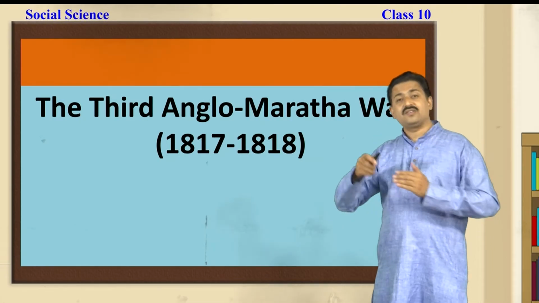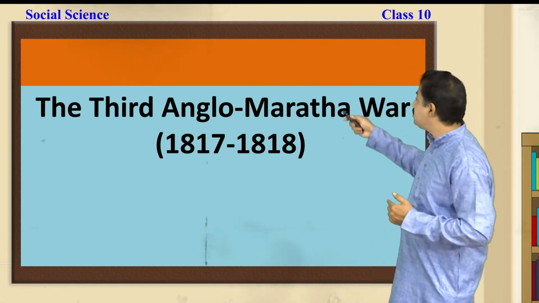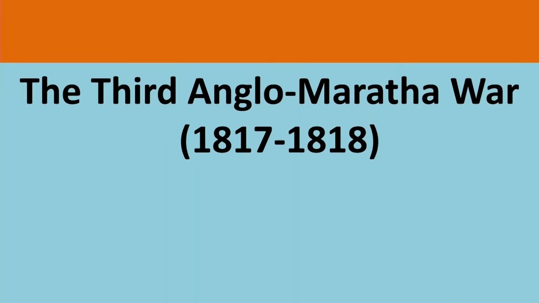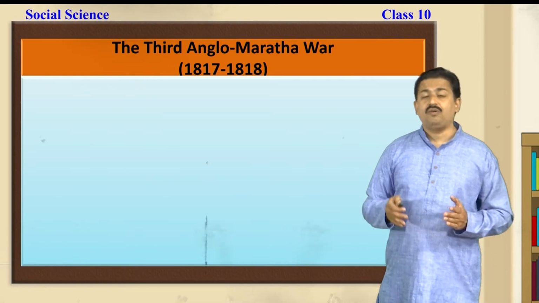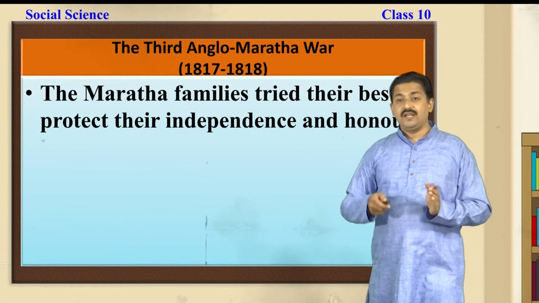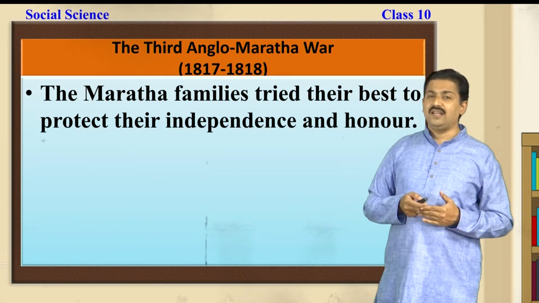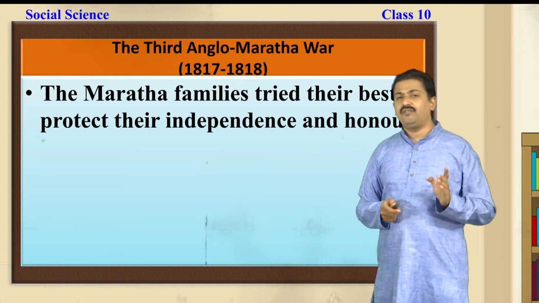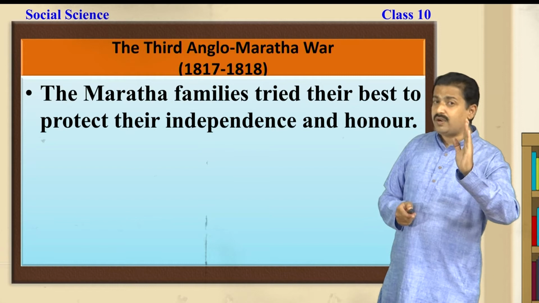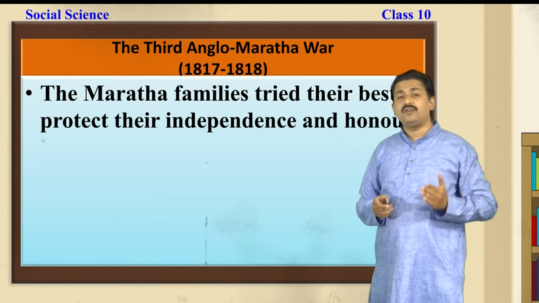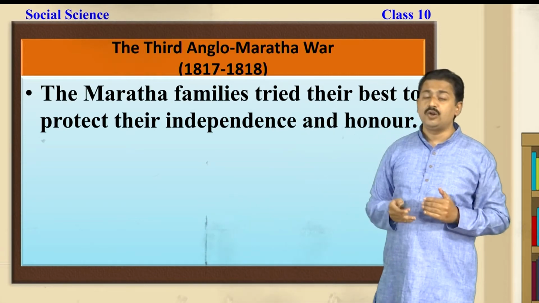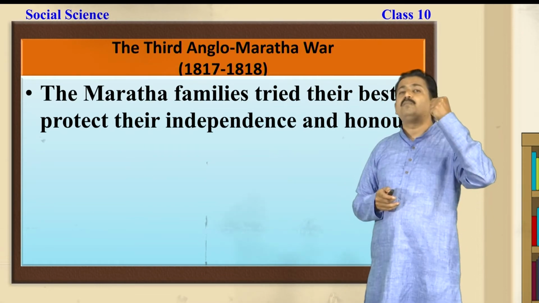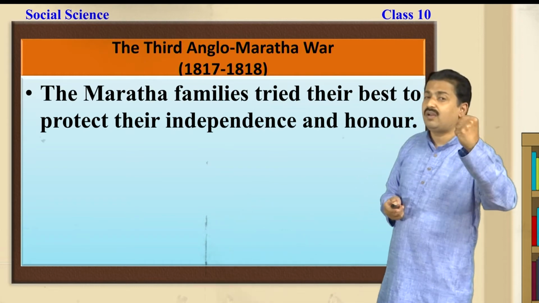Now, we shall discuss the Third Anglo-Maratha War, which began in the year 1817 and ended in the year 1818. That means only 1 year of war it is. Just think of, dear students, the First Anglo-Maratha War started in the year 1775, ended in the year 1782. That means almost 7 years of war it was. That shows the strong resistance of Maratha leaders.